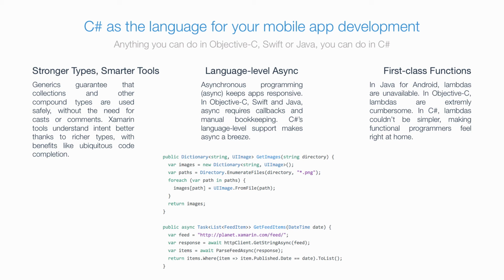Another great thing about C# is first-class function. In Java for Android, lambdas are just nonexistent. In Objective-C, lambdas are really weird. And well, Objective-C is weird. Lambdas are even worse. Now, in C#, lambdas are just so simple they couldn't be simpler. And I'm going to show you an example of lambdas in the coming lectures, just so you know how simple using lambdas can be with C#.